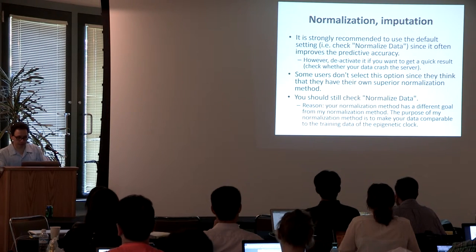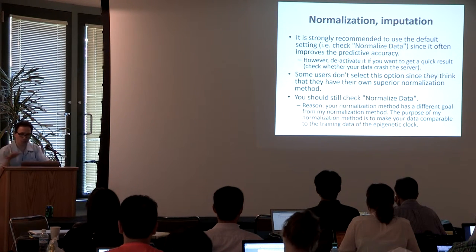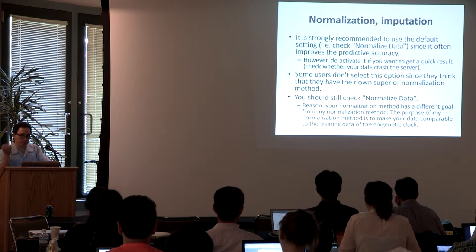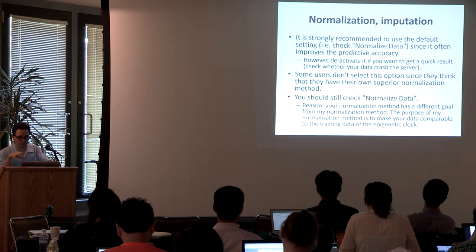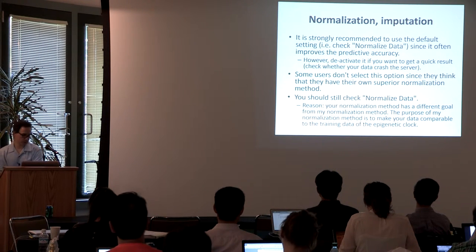Why? Because then the age prediction is more accurate. You're slightly more accurate. But why do we even have a button that allows a person to uncheck it? Because the normalization process is a little bit computationally intensive. If you upload a data set of 1,000 samples, then the normalization will probably take 3 hours. And that's fine. In principle, you upload your data, you wait for 3 hours, you get a result, if you have 1,000 samples.